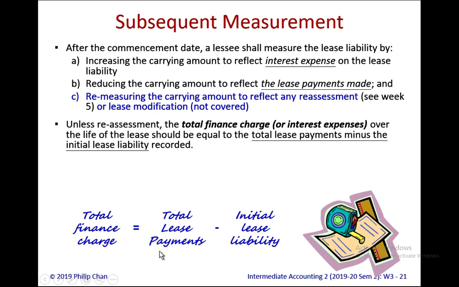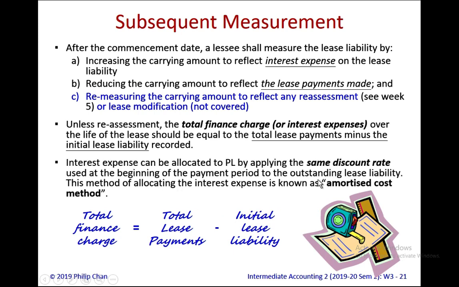Now, this concept is not new to you. In fact, when you were looking at the bonds payable total interest calculation, it is the same. Total payments minus the initial value of your bonds payable, same concept. And interest expenses would then be allocated to profit and loss by applying the same discount rate used at the beginning of the payment period to the outstanding lease liability.